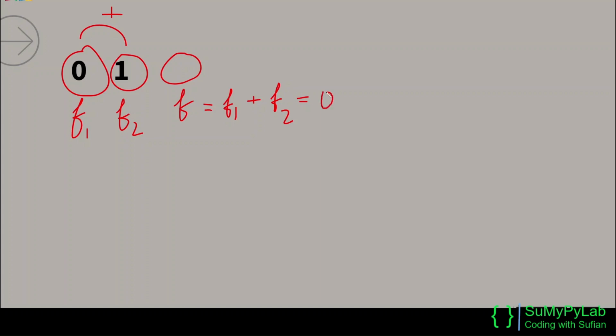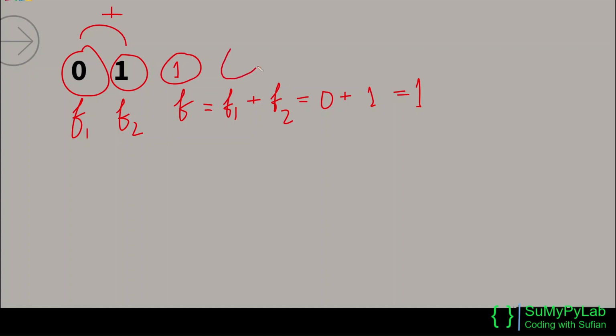Currently, F1 is 0 and F2 is 1. So F is equal to 0 plus 1, which is equal to 1. So, the next number in the series is 1.